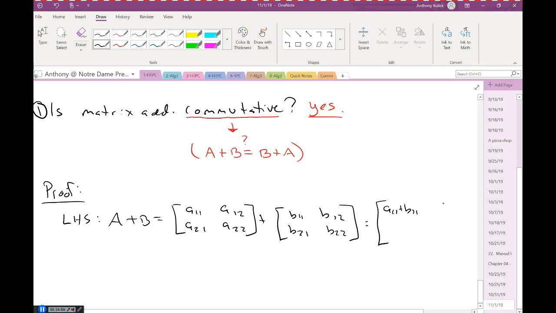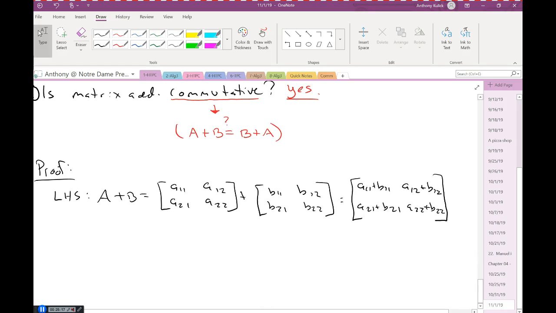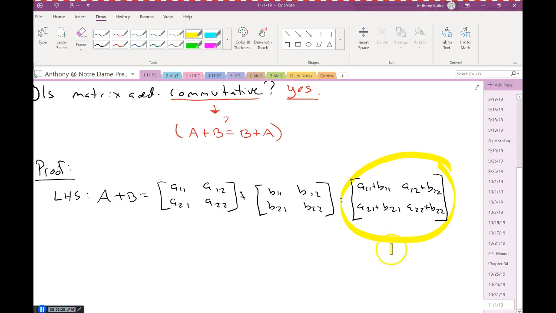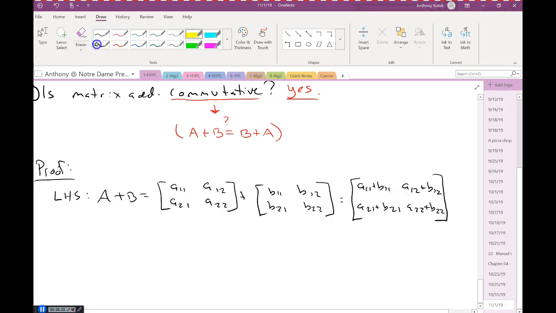I just want you to see what it would look like and how this differs from a geometry kind of proof, because they are fundamentally different in what we're doing. So I can write A plus B as this matrix here on the right. Right? Everybody's okay with that? Basically, we just applied the definition of matrix addition. Now if I take the right-hand side, that is B plus A, I can do the same thing, right?